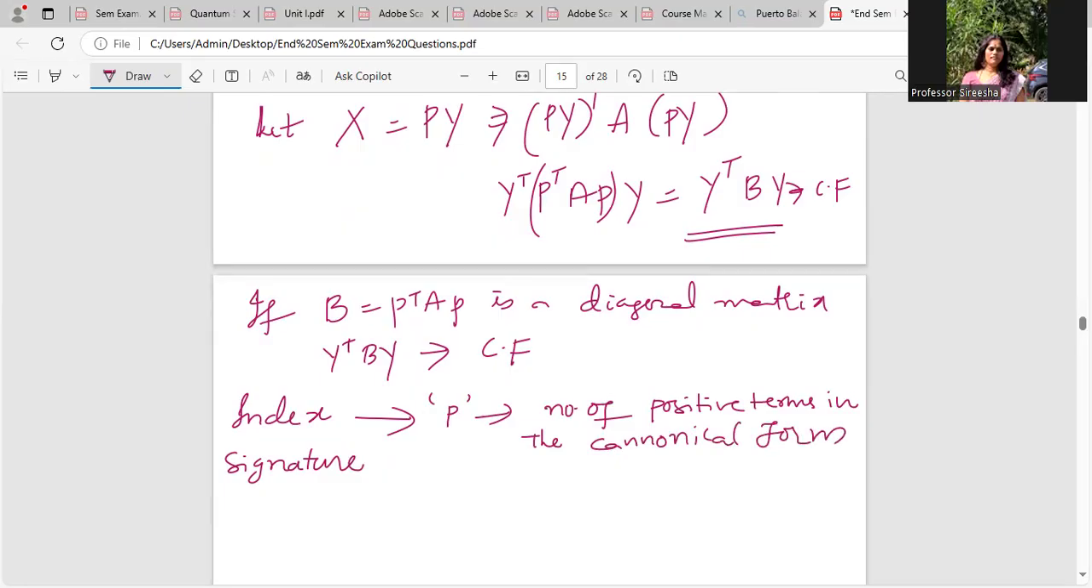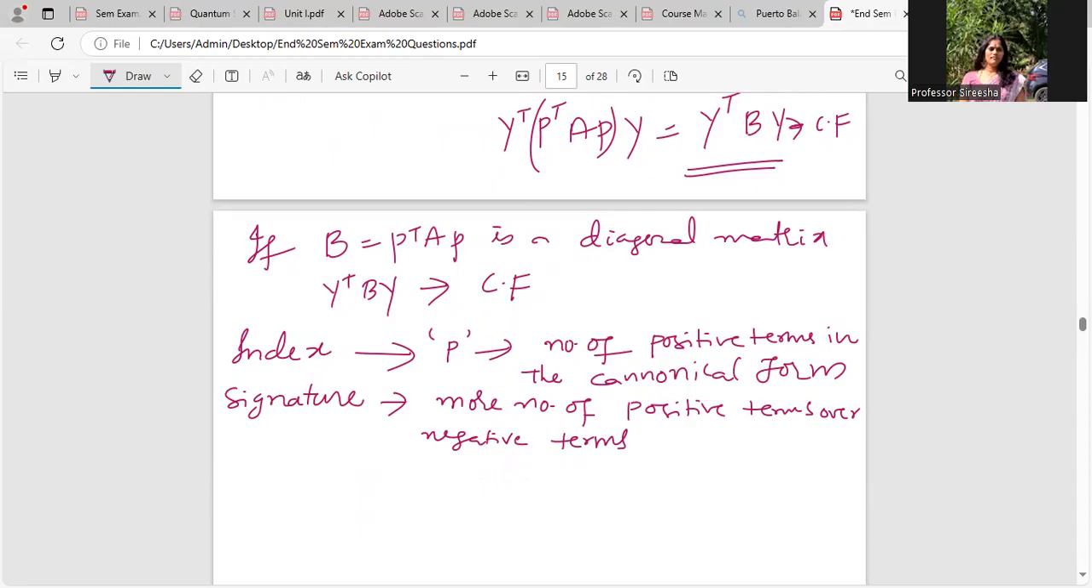Now, what's a signature? Signature is nothing but the difference between the positive terms, or actually it is said like this: more number of positive terms over negative terms. Usually it is called like that, or in other words, it's the difference between the positive and negative terms in canonical form. By default, it is positive terms minus negative terms.